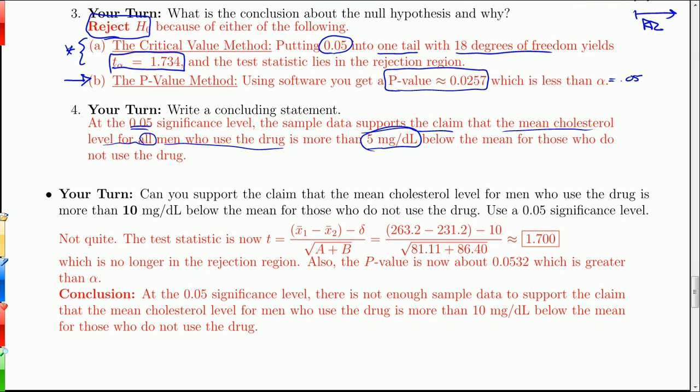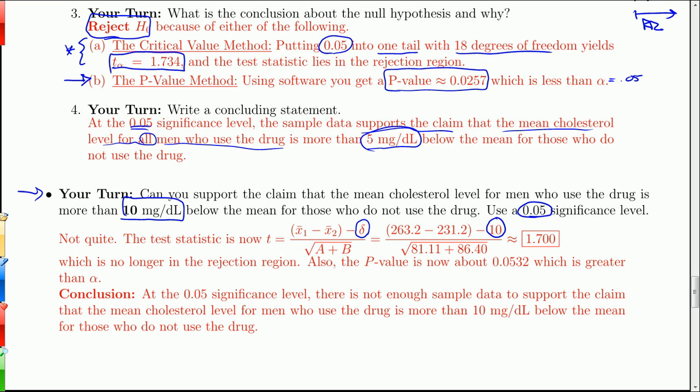But now, suppose we want to go for more than 5. Suppose we want to go for 10, right? Can you support the claim that the mean cholesterol level for men who use the drug is more than 10 milligrams per deciliter below the mean for those who do not use the drug? Use a 0.05 significance level. So we have the same significance level, same data. The only thing is my presumed difference in the null hypothesis is no longer 5, it's 10.